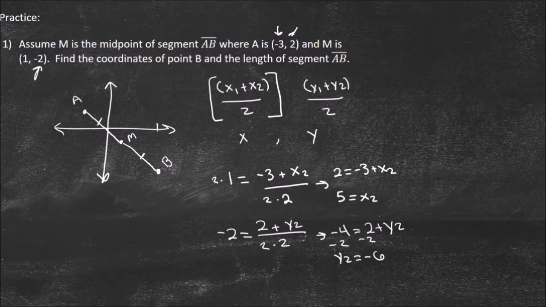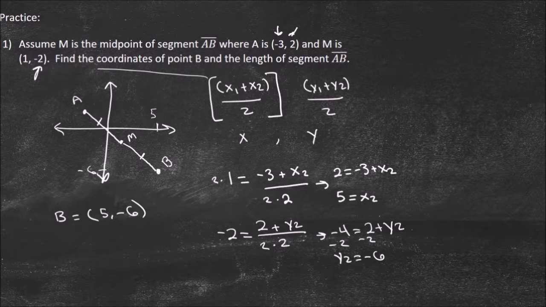I get y2 equals negative 6. So now I've said that my point B equals 5, negative 6. And is that where I had it? It's roughly right. That would make sense if that was 5 and that was negative 6. So that looks pretty good. I didn't get anything crazy. It makes sense to me. So now we've answered the first part. We have found the coordinates of point B. We've done that. Now we need to find the length of segment AB.